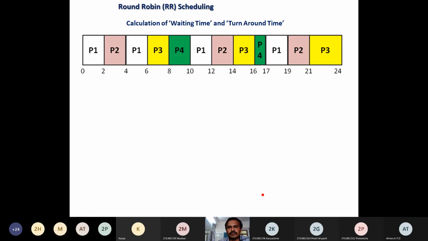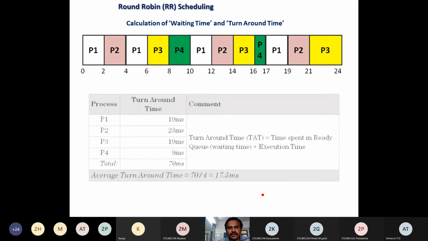Then the turnaround time, when the process is going to complete. By seeing the diagram, we may guess, because it is not complete. Each process is not completed when it is scheduled. It has splits, because it is round robin. Each process has equal time to complete. Therefore, the turnaround time for P1 is waiting time plus execution time.